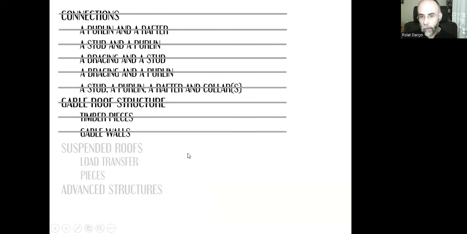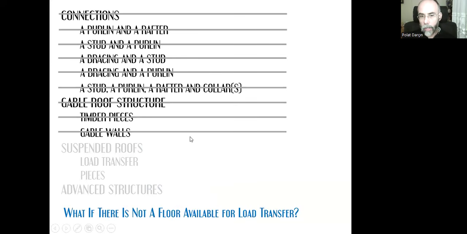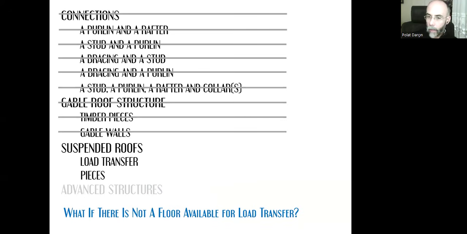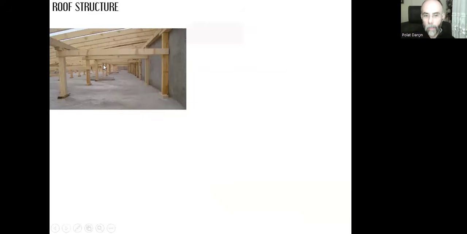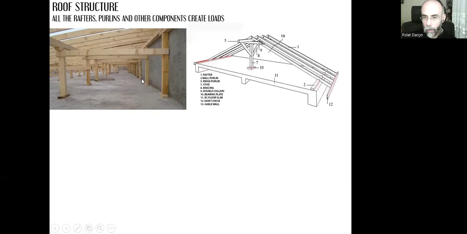Okay, the gable roof structure is covered. Let's take a look at the suspended roofs. What if there is no floor available for load transfer? Here, in the load transferring roofs, all the rafters, purlins, and other components, studs, create all these loads, and all the loads will be transferred directly to the structural system of the building.